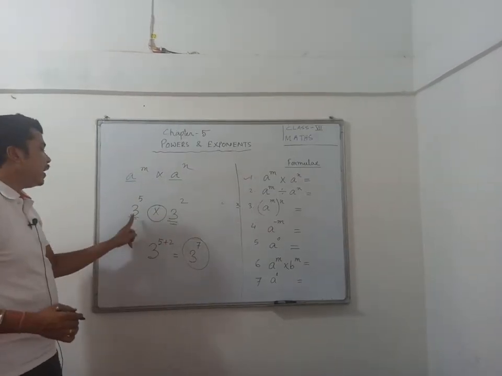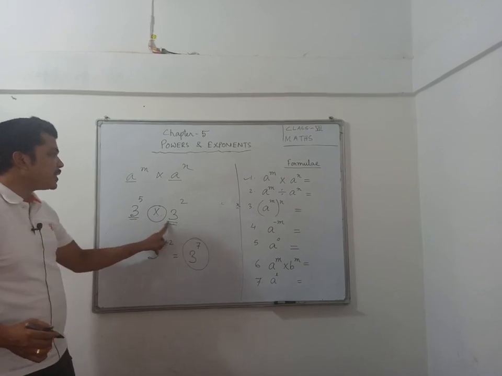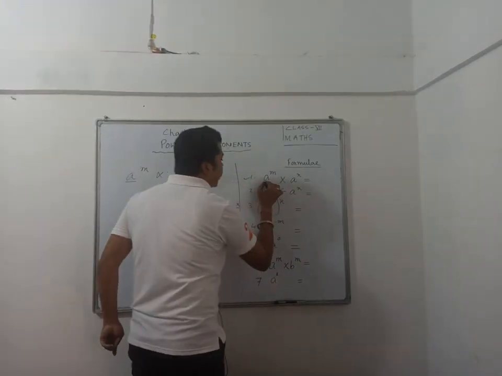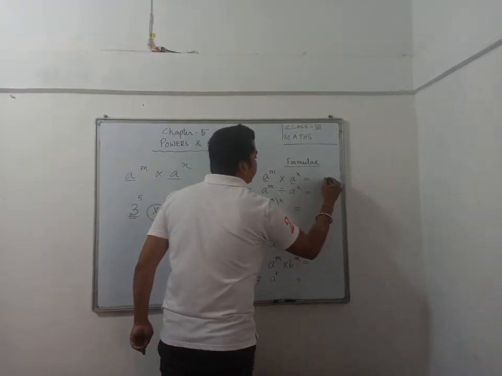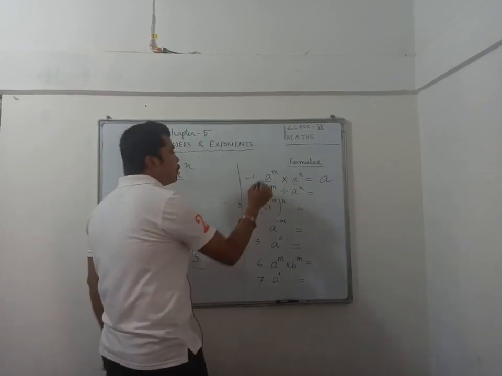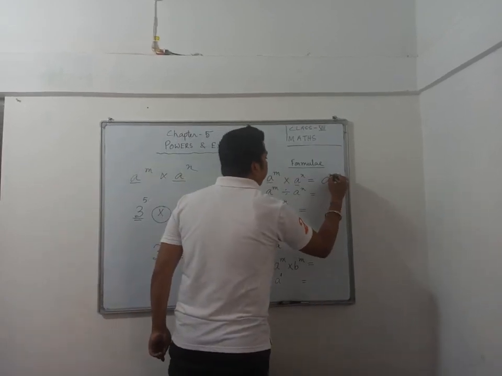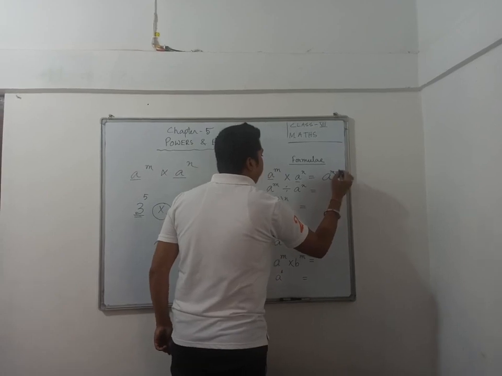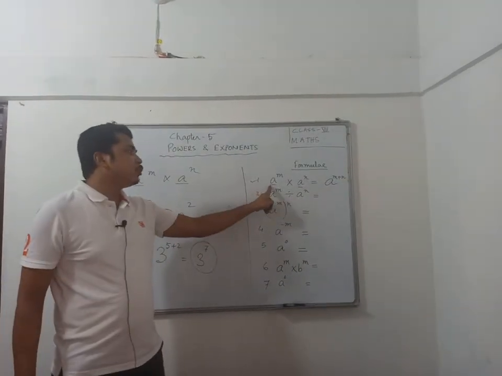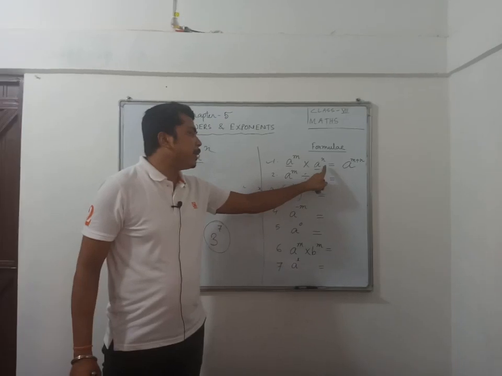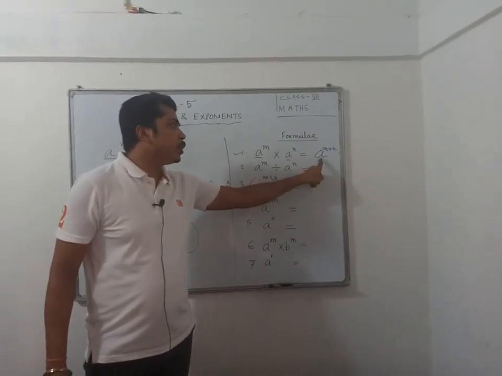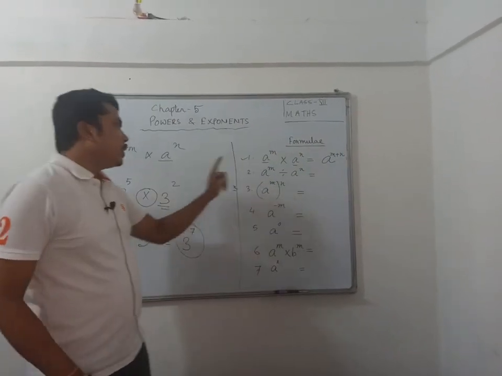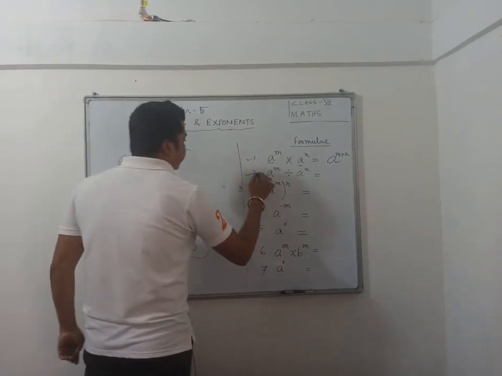That means in multiplication, if both the bases are same, here you can see both are A, you are going to write base one time, and the powers you are going to add, that is m plus n. So what will your answer be? A to the power m into A to the power n, and your answer will be A to the power m plus n.